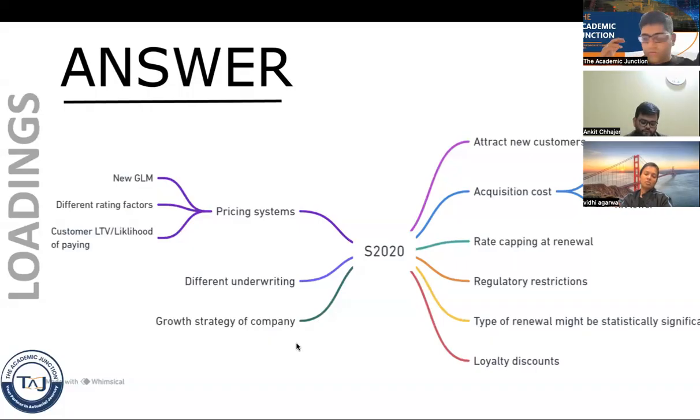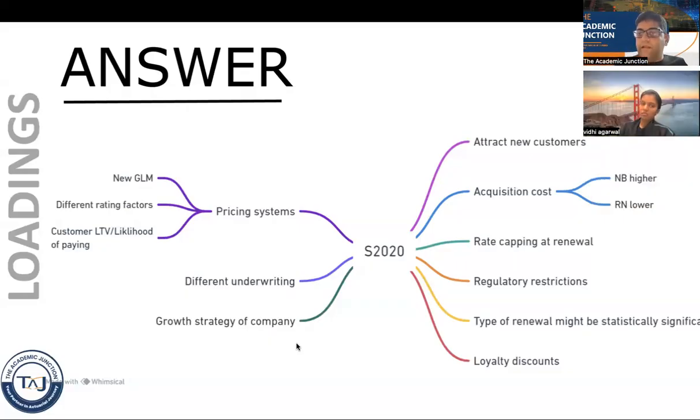Loyalty discounts, like Ankur said, good answer. Attracting new customers, I think someone had put that, good answer. Inflation, policyholder behavior, change in underwriting cycle: the problem there is that while they are valid answers, they affect new business and renewals in the same manner, right? Think about this.